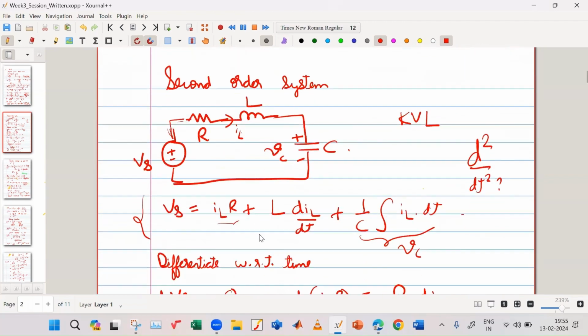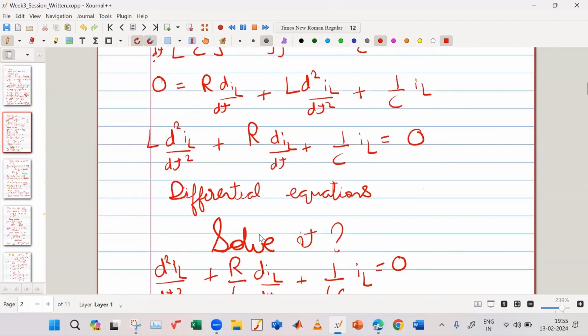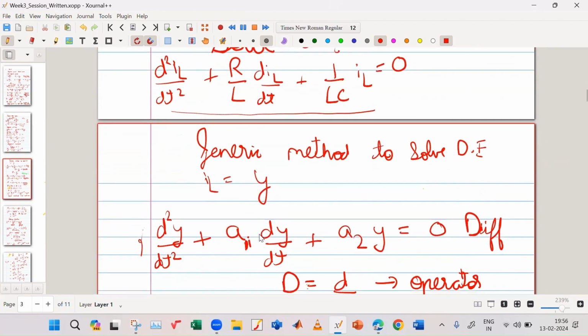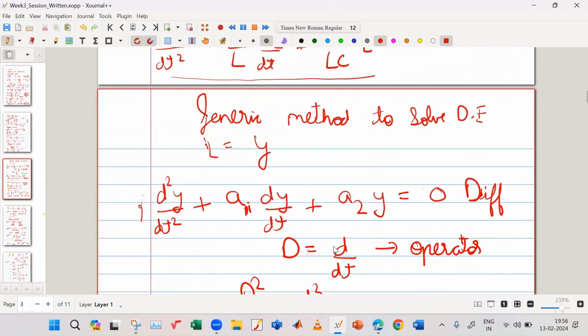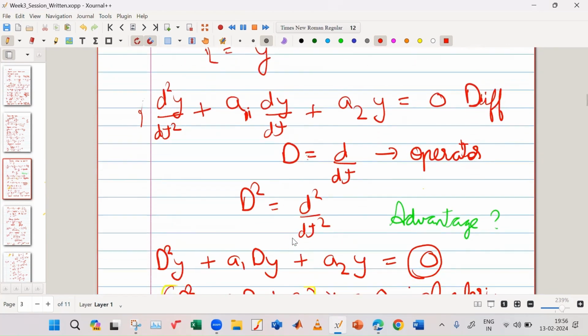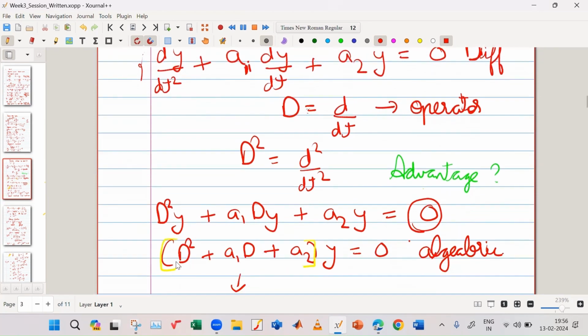Then for a second order system also we considered that. And then we tried to understand a way to solve these linear differential equations. So this d by dt is replaced by the operator D, and then you get it in terms of an algebraic equation. And this algebraic equation is your auxiliary equation.